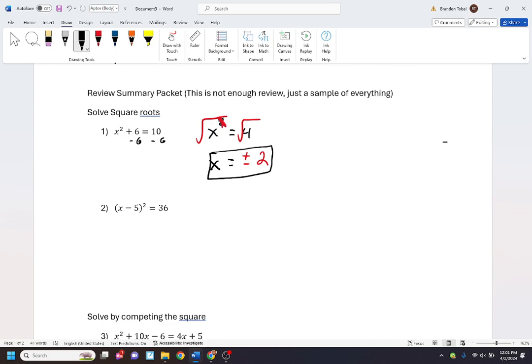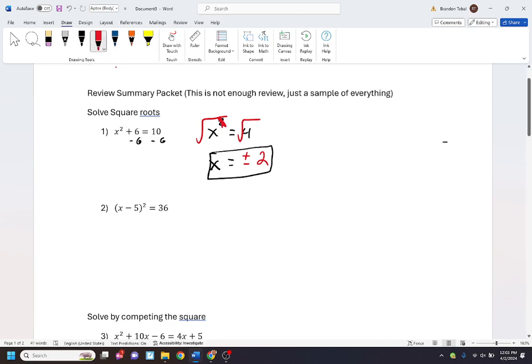So x equals plus or minus 2. All right. One more time. x equals plus or minus 2. Let's talk about number 2 here, okay? We'll quickly skip 3. x minus 5 squared is equal to 36.